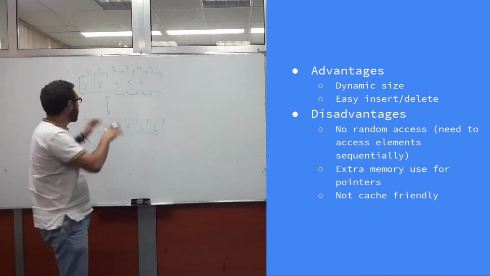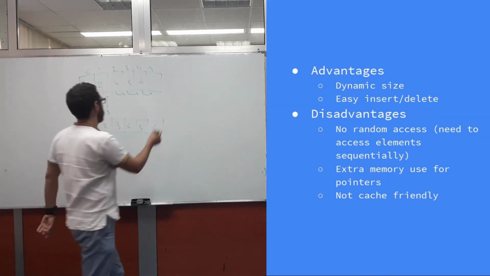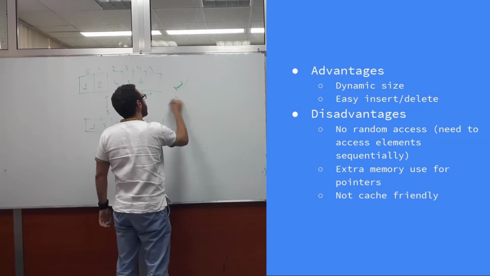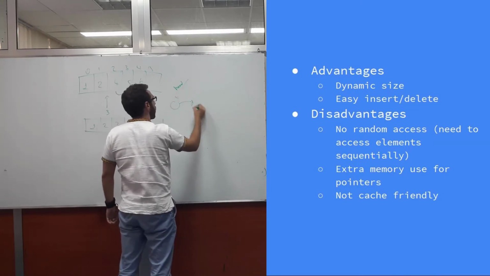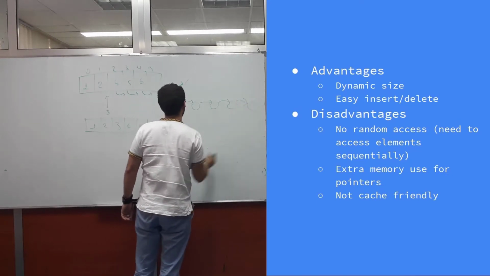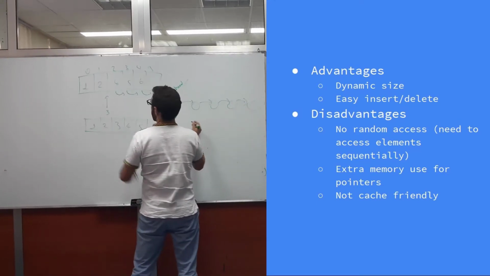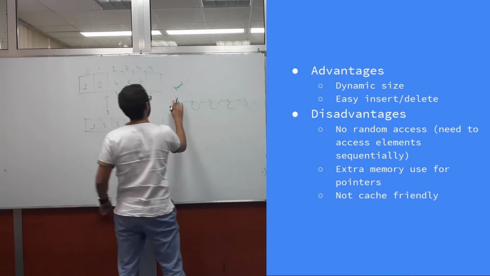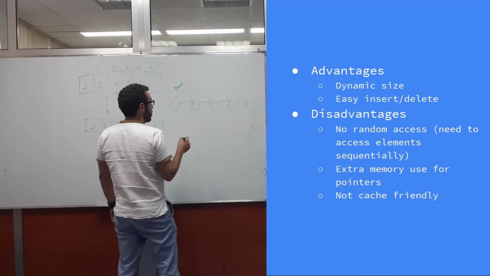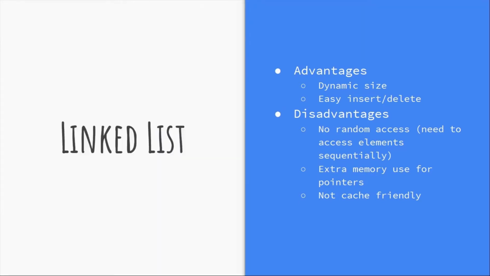Let's see, we want to do the same thing with a linked list. So we have our head that is pointing to the first node of the list. At the beginning, our list was 1, 2, 4, 5, 6. And then we want to insert 3.